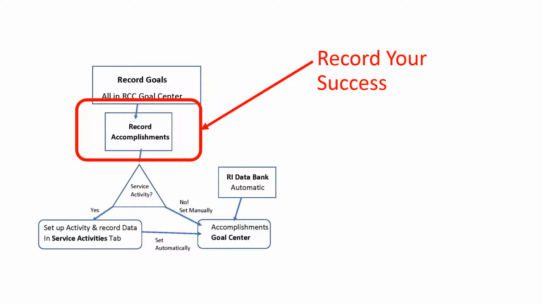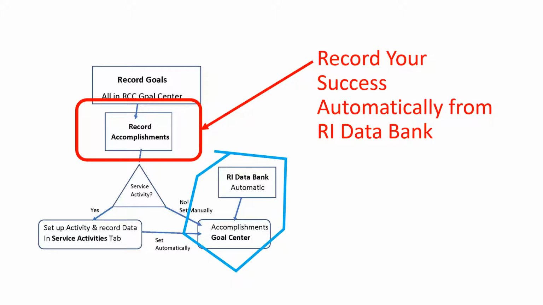The problem here is Rotary International has divided three ways that accomplishments for goals get recorded. Some accomplishments are automatically recorded from RI Data Bank. For instance, if you plan on having 44 members and have set that as your goal in Rotary Club Center, information about what your membership is, every time you add a member, it will be changed in Rotary Club Center. Every time you delete a member, it will be changed in Rotary Club Center. So all information goes from the Rotary International's data bank directly to this recording of accomplishments.